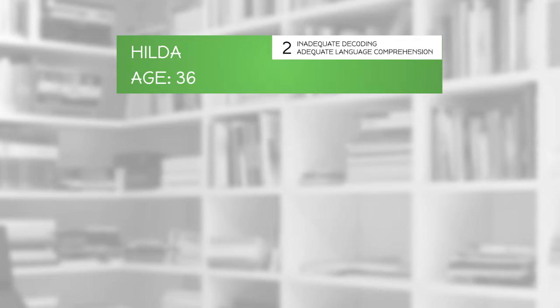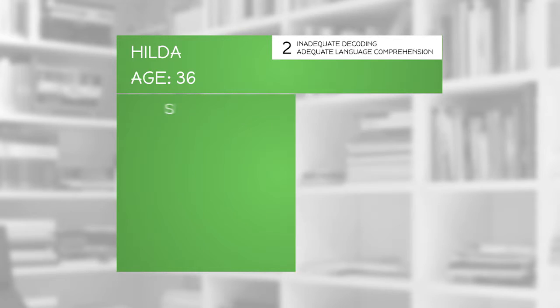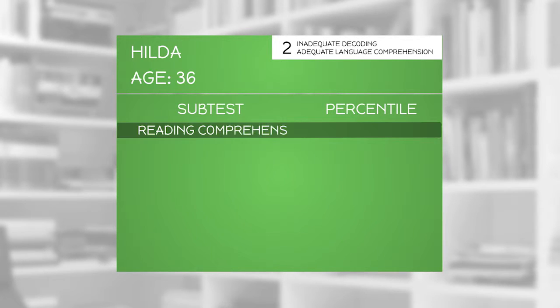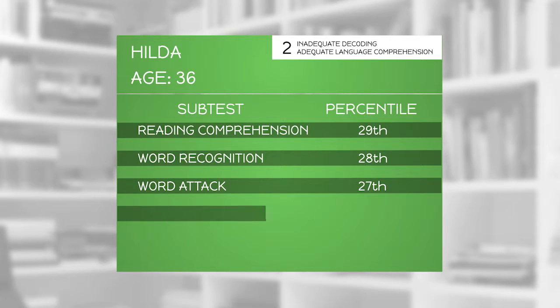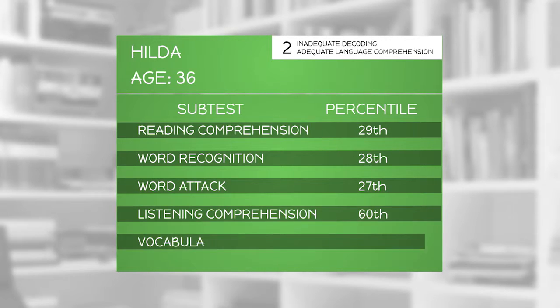Hilda falls in quadrant 2. Hilda reads slowly and laboriously. She struggled in school but never received any special education services. Her primary instructional need is decoding. Notice the difference between Hilda's lower reading comprehension and much higher listening comprehension score. This is a telltale sign of inadequate decoding, but adequate language comprehension and possibly dyslexia.